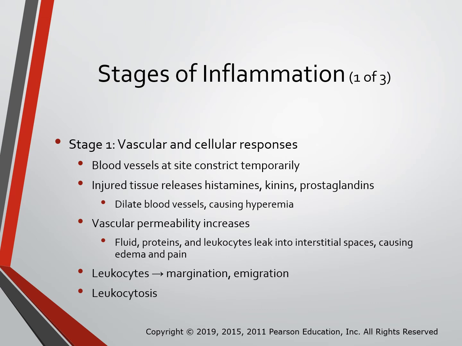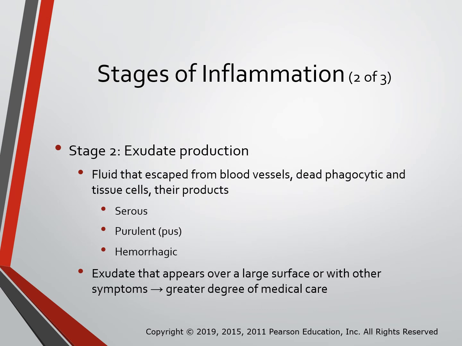This process is called leukocytosis. A normal leukocyte count of 4,500 to 10,000 per cubic millimeter of blood can increase to 20,000 or more when inflammation occurs. So we would definitely look at the WBC to see what the leukocyte level was, or the white blood cell level. Stage 2, this is where you have exudate production.